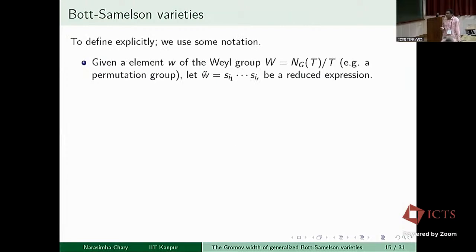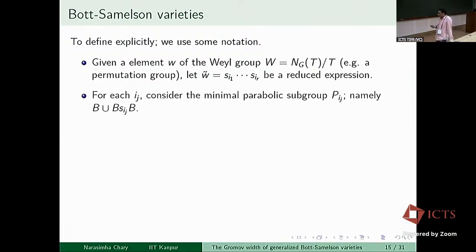If you want to see it in a more explicit or elementary way, you start with your algebraic group. I assume that my group G is semisimple and simply connected, and T is a maximal torus of it. Now you look at the Weyl group, which is generated by the simple reflections. Now you take w, a Weyl group element, and write it in terms of a reduced expression. Each one is a simple reflection associated with a simple root, and for that simple root you can associate a minimal parabolic subgroup.